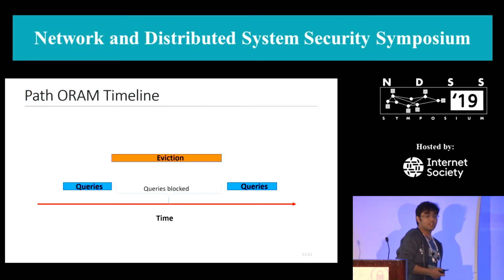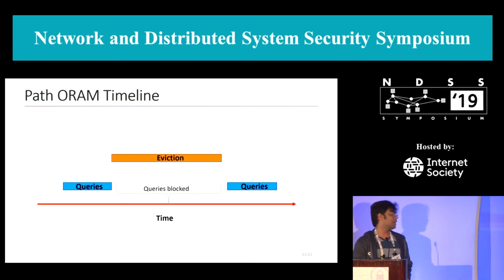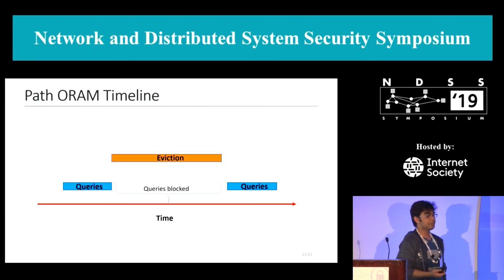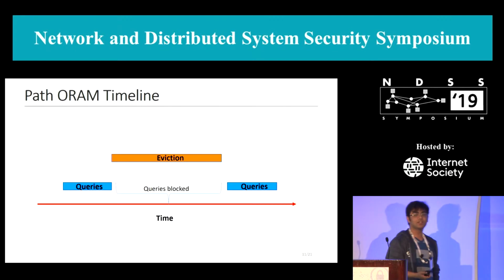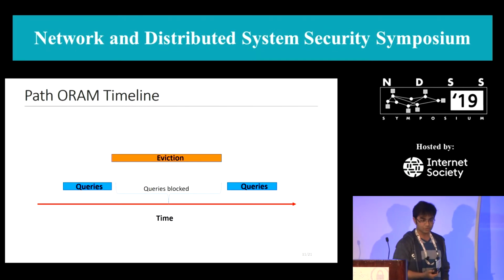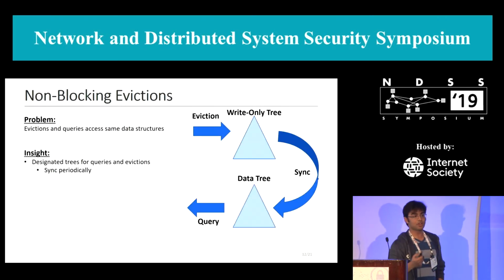The problem is, even when you have parallel queries, it's not really going to help you a lot in terms of tree-based ORAMs, because the most expensive step you have in a tree-based ORAM is the eviction. So while you're performing the eviction, if you block the queries, the gains that you will have from this parallelism are going to be limited. So one thing we can do here is we can introduce non-blocking evictions.